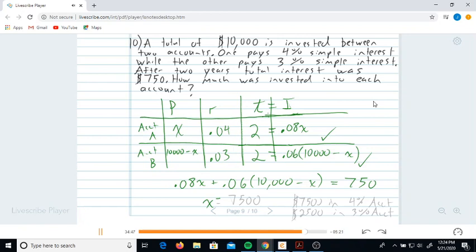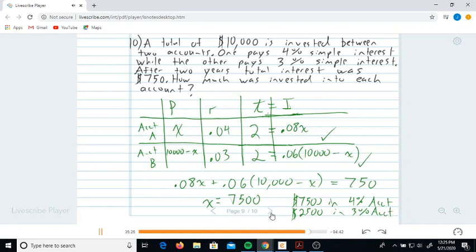That'll be 6. So just solving that real quick. So that's 750 minus 100. There we are. So we get x is 7,500. So that tells us we got 7,500 in the account with X, which is account A, so that's in the 4% account, which must mean we have 2,500 in the 3% account.